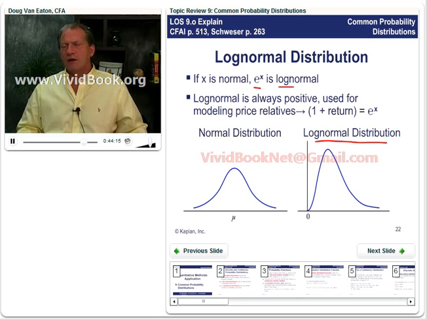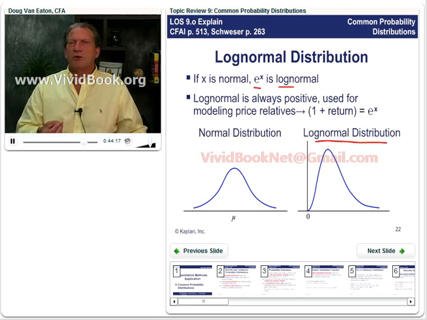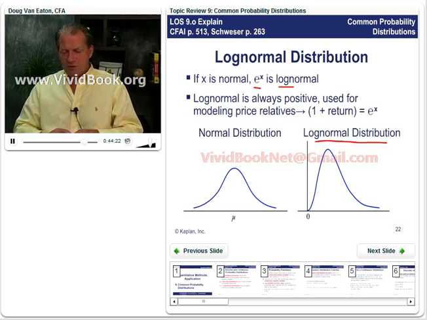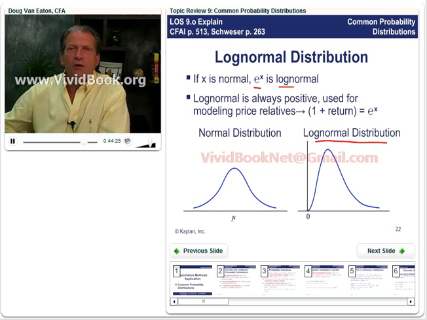And how do you get the values? You just pick x from a normal distribution and take e to the x and just keep doing that, and that will give you a log normally distributed random variable.